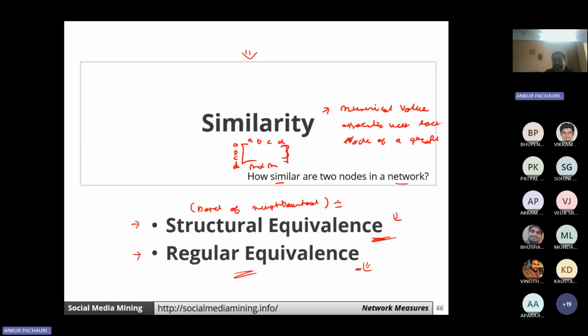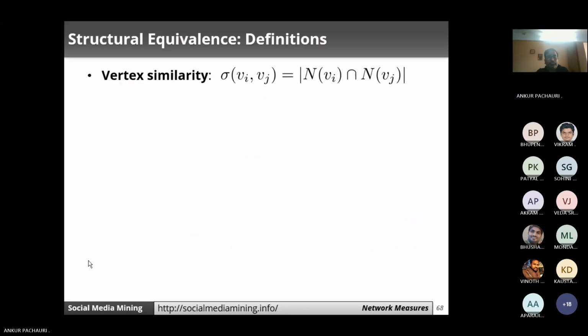And what is my criteria? Common neighbors. More common neighbors, more similarity. Fewer common neighbors, less similarity. No common neighbor, no similarity. This is a simple and flat way of looking at structural similarity.